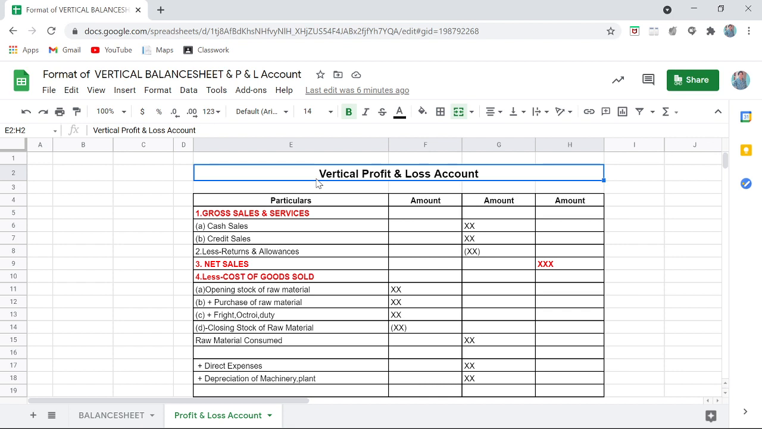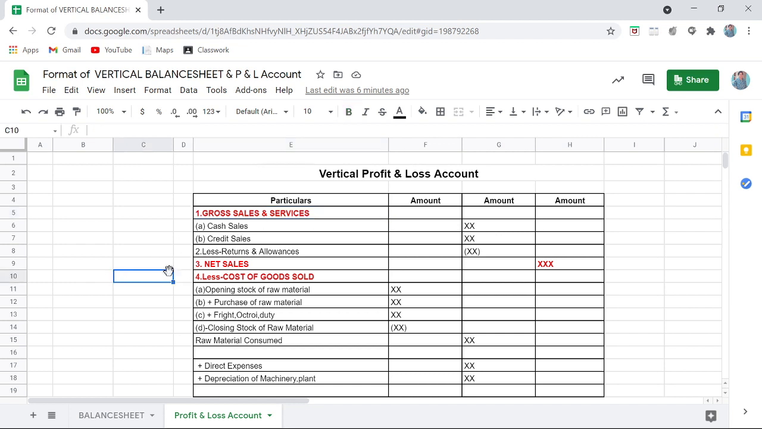The same logic will be applied here, but when we prepare the vertical format of the profit and loss account, we don't prepare the trading account and profit and loss account separately. We just combine them into one statement. So it is also called an income statement or revenue statement. It will include all items which we used to write earlier in horizontal format in trading and profit and loss, all included here in one statement itself.